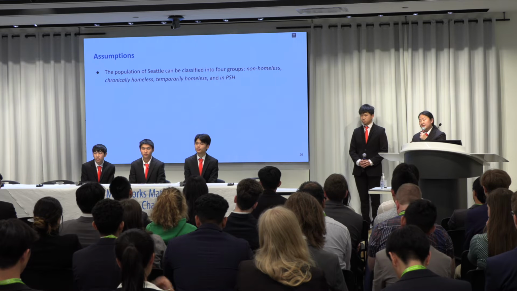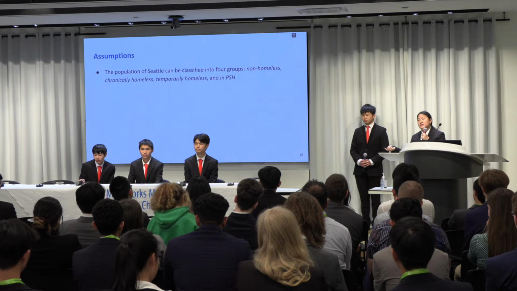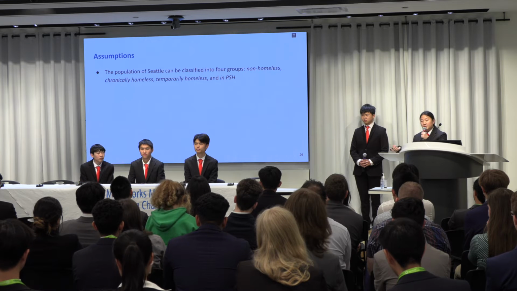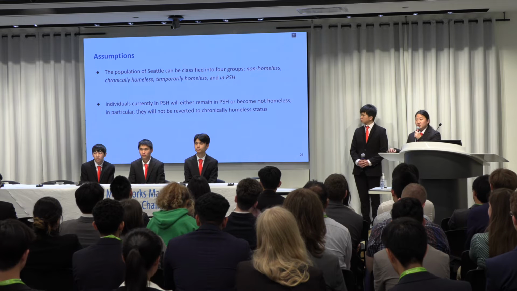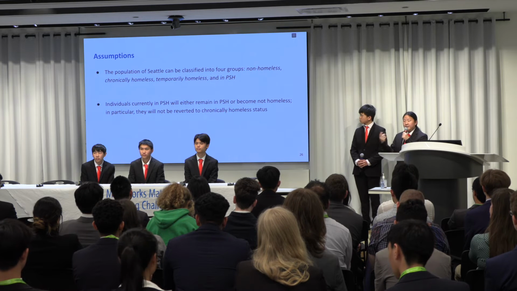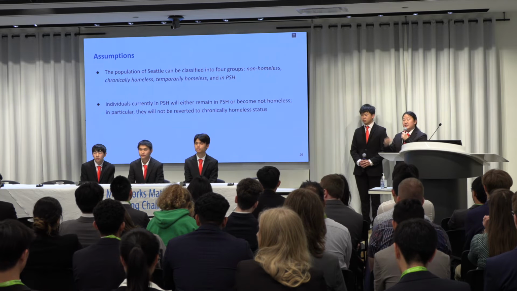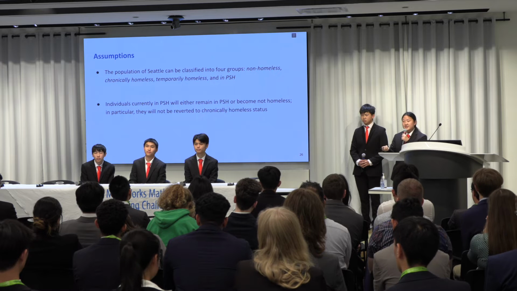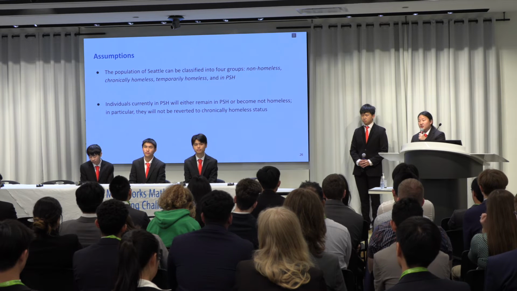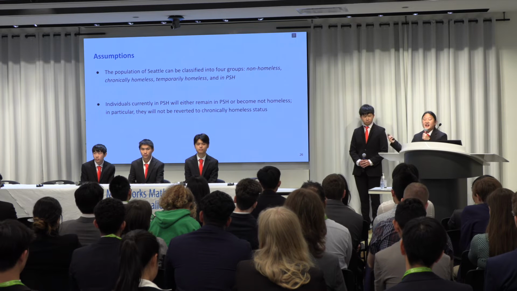Furthermore, we assume that the population of Seattle can be loosely categorized into 4 groups: the non-homeless, the temporarily homeless, the chronically homeless, and those currently in PSH. Lastly, we suppose that individuals currently in PSH will either return to being homed or remain in PSH. In particular, they will not revert to being chronically homeless, because, as mentioned earlier, PSH has historically shown to be fairly effective in this task.